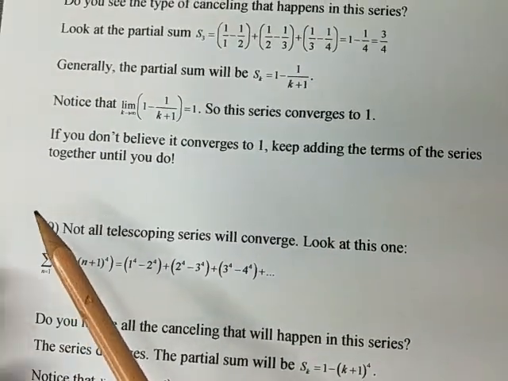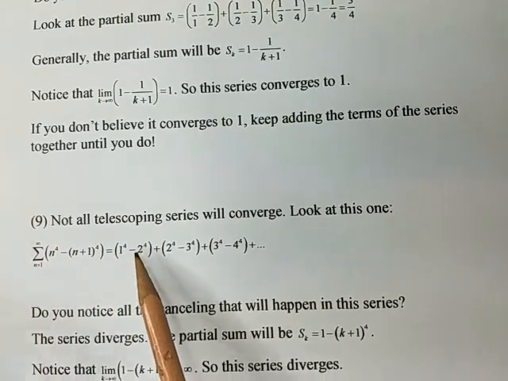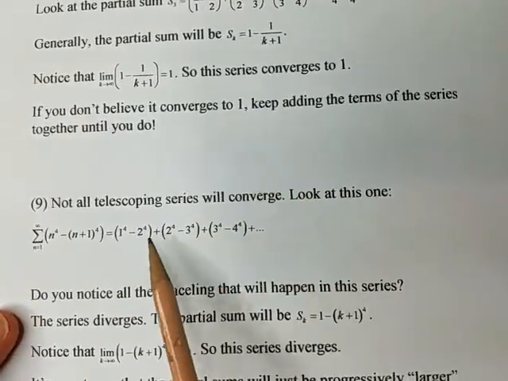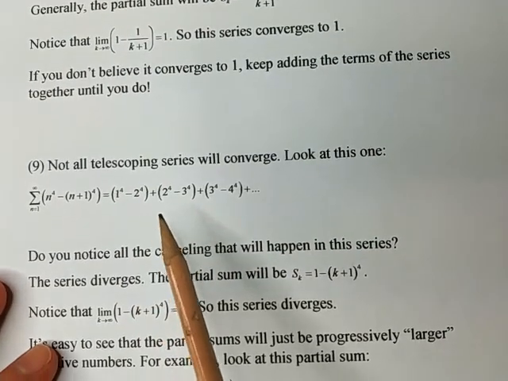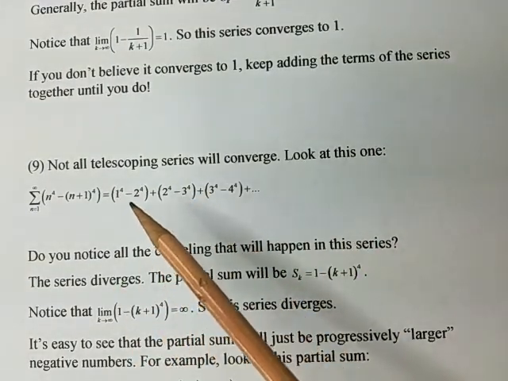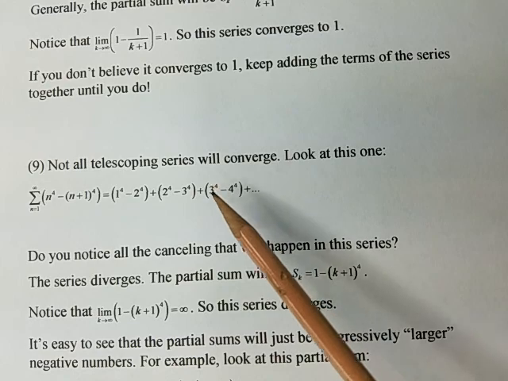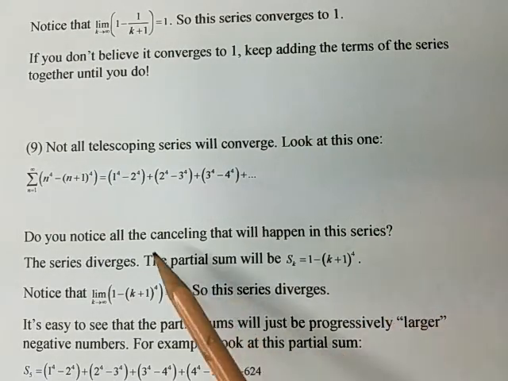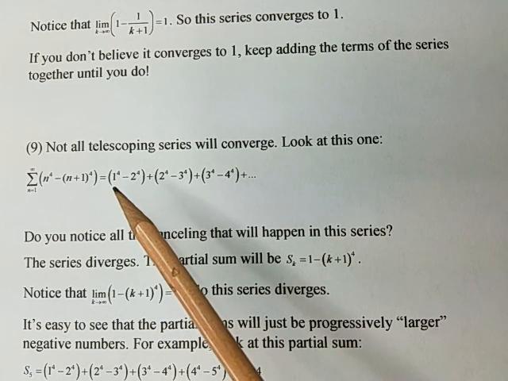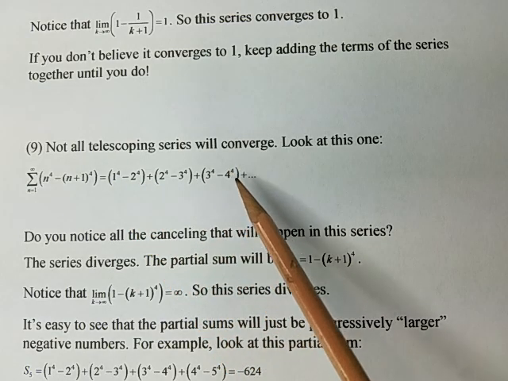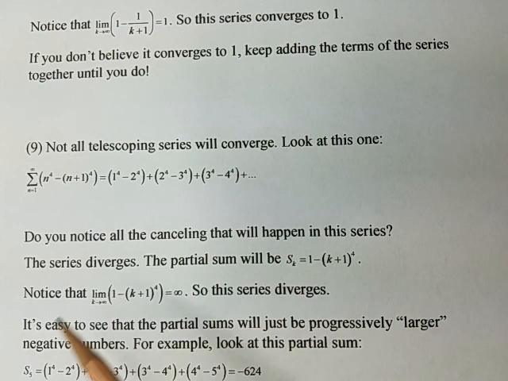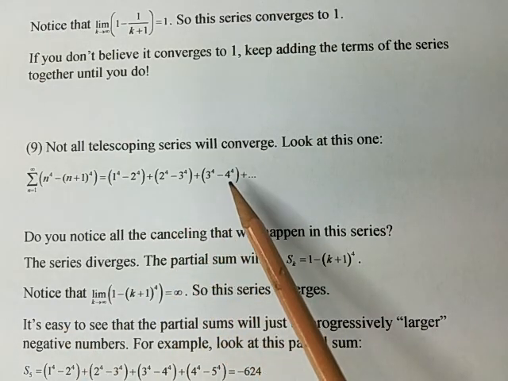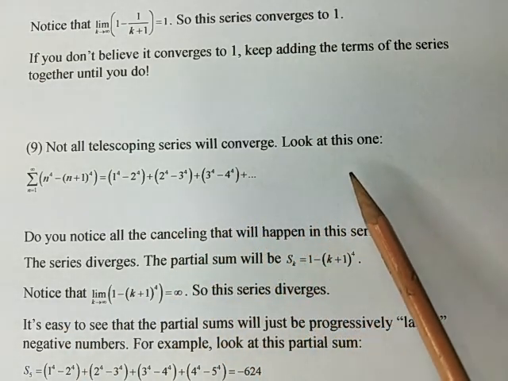Not all telescoping series will converge, though. This is a telescoping series, but it doesn't converge. Okay? All the canceling still happens. Look, you got 2 to the 4th and negative, they cancel, and then 3 to the 4th and negative, they cancel too. So this is still telescoping, but it doesn't converge, though. There's your partial sum. It will be 1 to the 4th minus that number right there. That won't cancel. And that number is going to depend on how far you go, right?